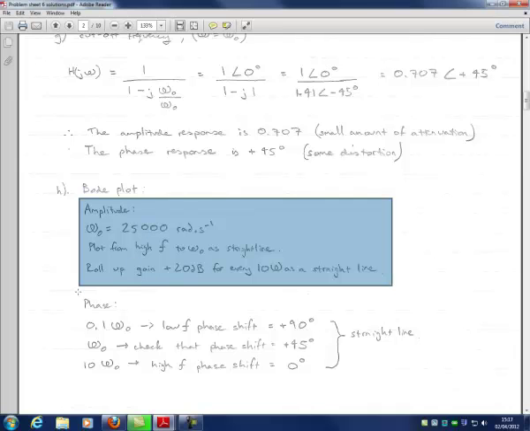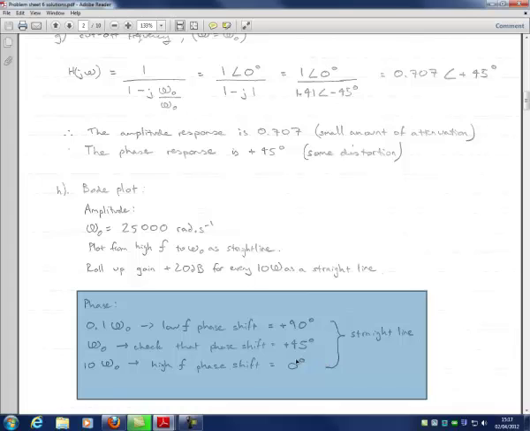For the phase, what we're primarily interested in is just 3 frequency points. At 0.1 omega naught, we can assume that this represents the low frequency phase shift, which we calculated. So we saw that it was positive 90 degrees phase shift at low frequency. And at 10 omega naught, we assume this is the high frequency phase shift, which we calculated as 0. So from 10 omega naught, we assume that it's big enough that it's approximately infinity.